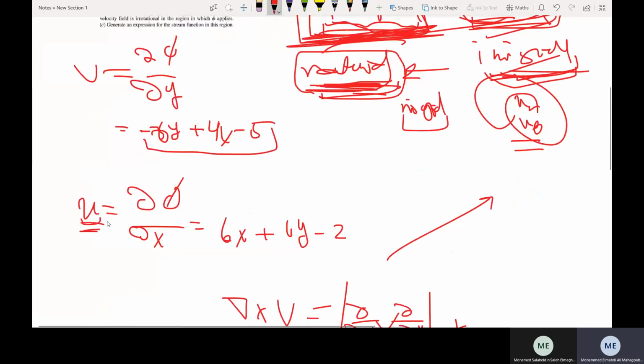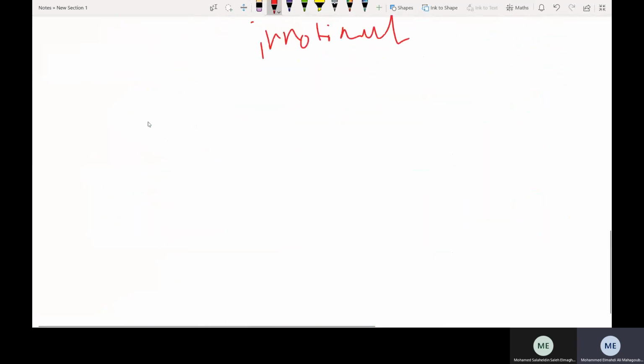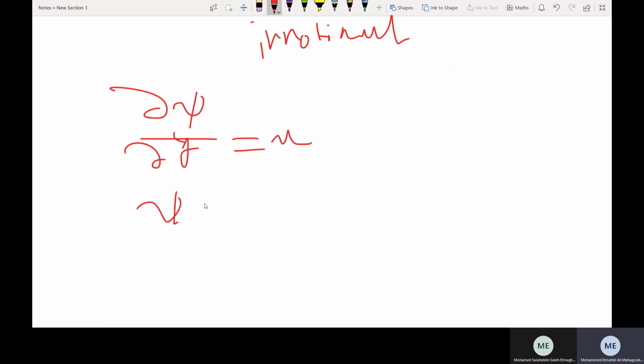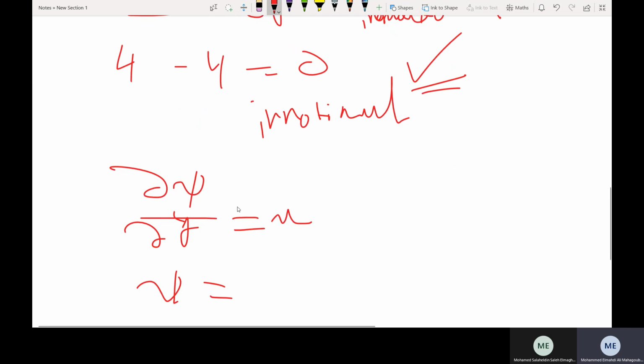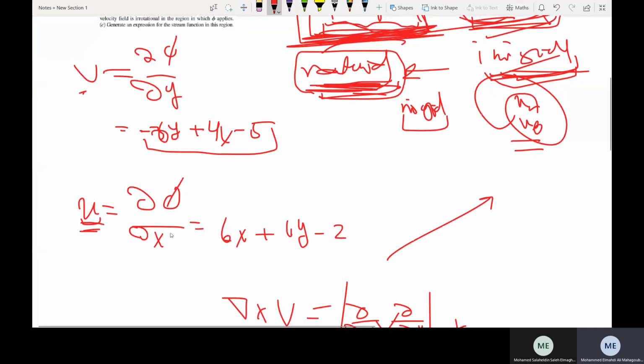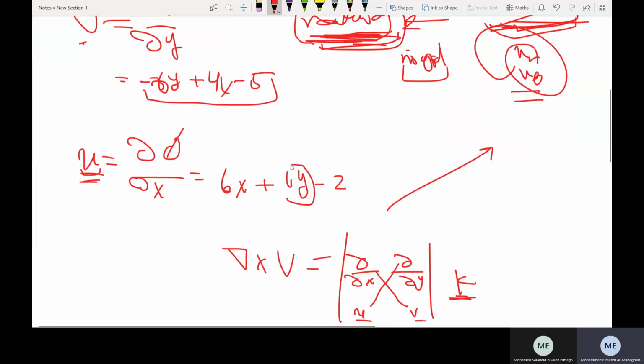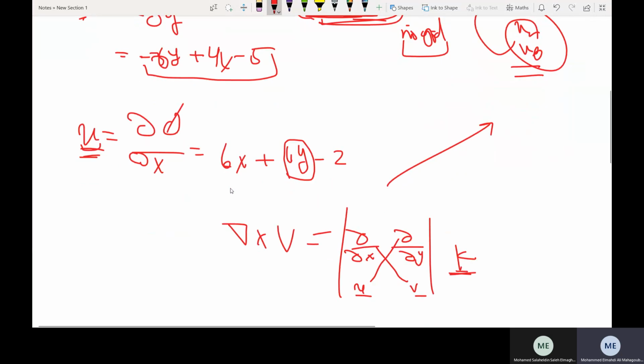Now part 3, you have to generate an expression for the stream function in this region. Easy. Now we have the u and the v. This is a question from chapter 9. How can we generate an expression for the stream function? You say that partial psi by partial y is equal to u. Then the stream function is the integral of u with respect to y. So what is the integration of u with respect to y?